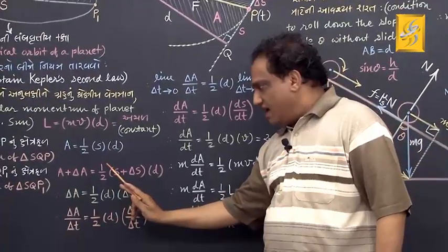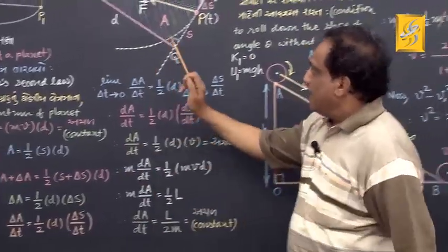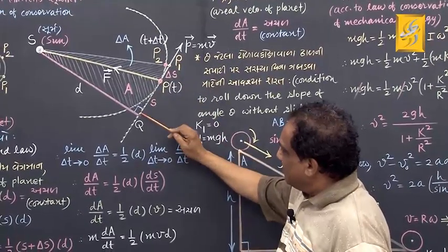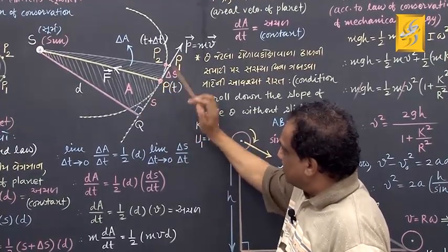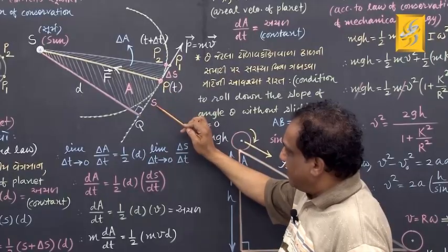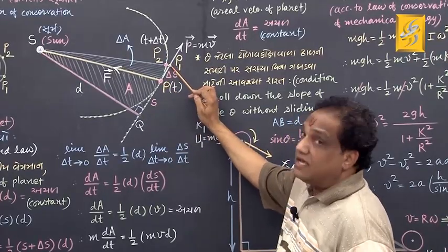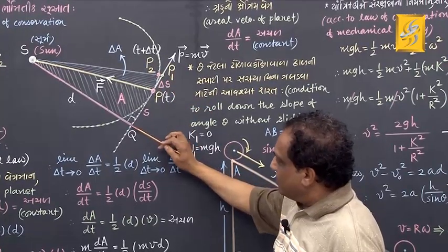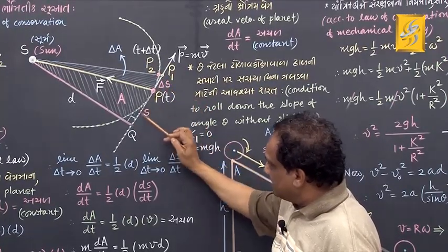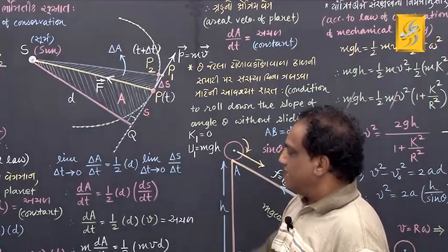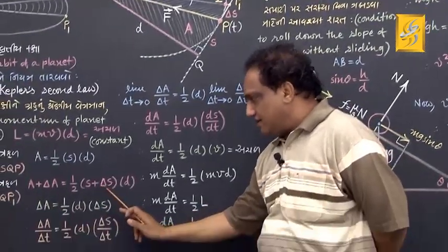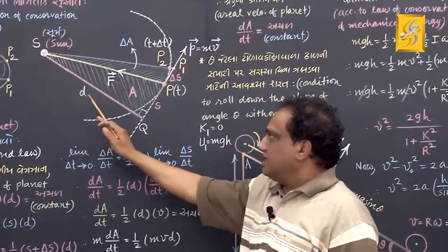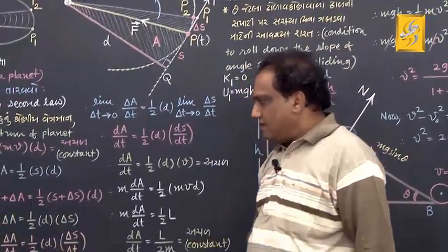Area of a triangle is half base into height. The base is this much plus this much. What is this? S. What is this? Increase in the value of S, let it be delta S. So the total distance from here to here is S plus delta S, into height. Height is this perpendicular distance, which is small d.